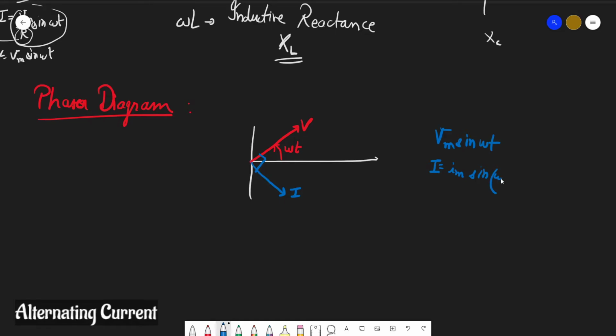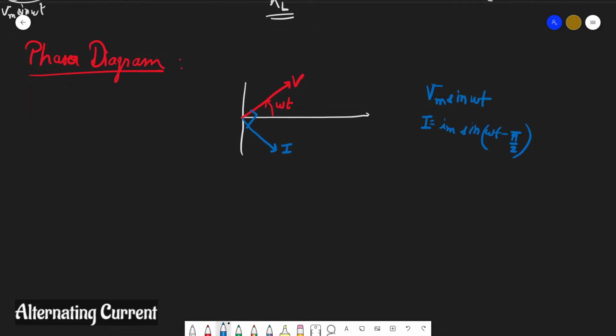Then you can get the expression for the phasor for current. This kind of a phasor we can see. Alternatively, you can draw the phasor in this manner also.